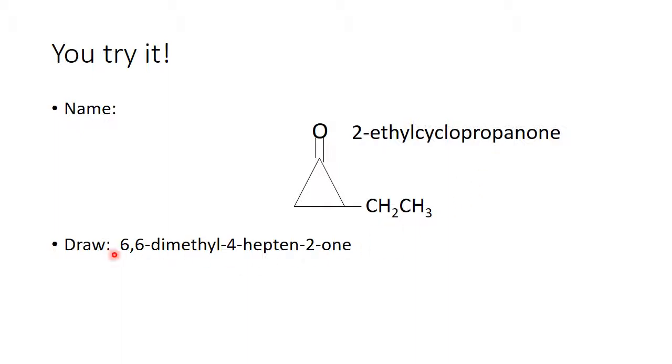If I look at this next compound, there's going to be 7 carbons, and there's going to be both an ene and an one. The one is on the number 2, the ene is on the number 4, and then on the number 6 carbons, you're going to have methyl groups. And so this is 6,6-dimethyl-4-heptene-2-one.